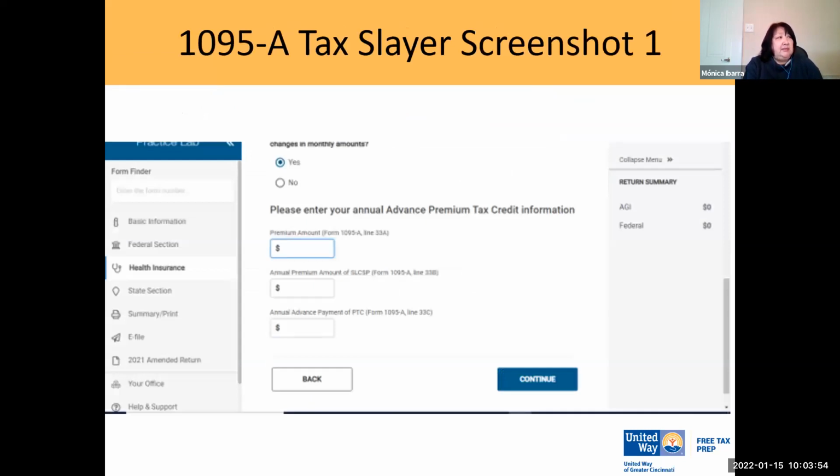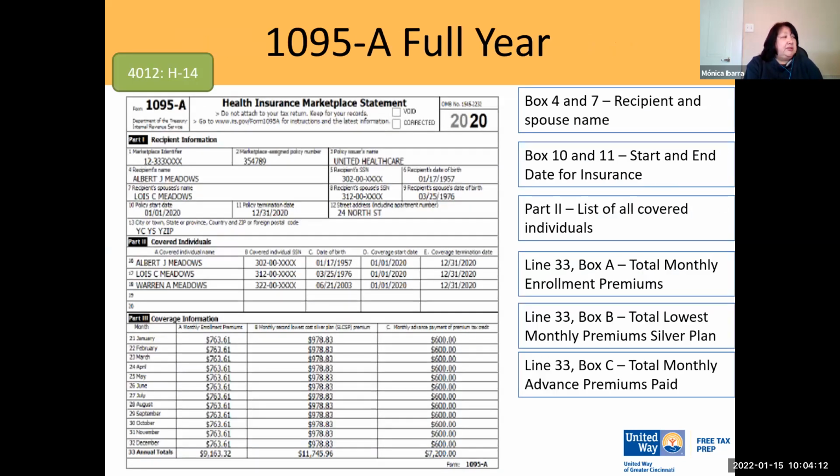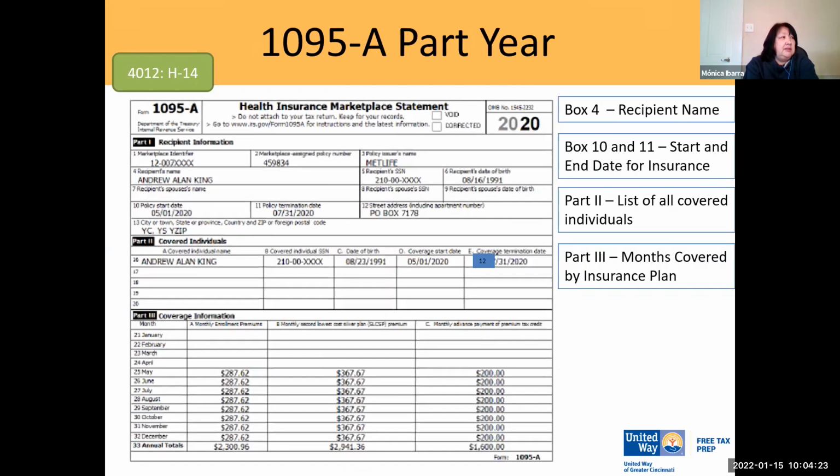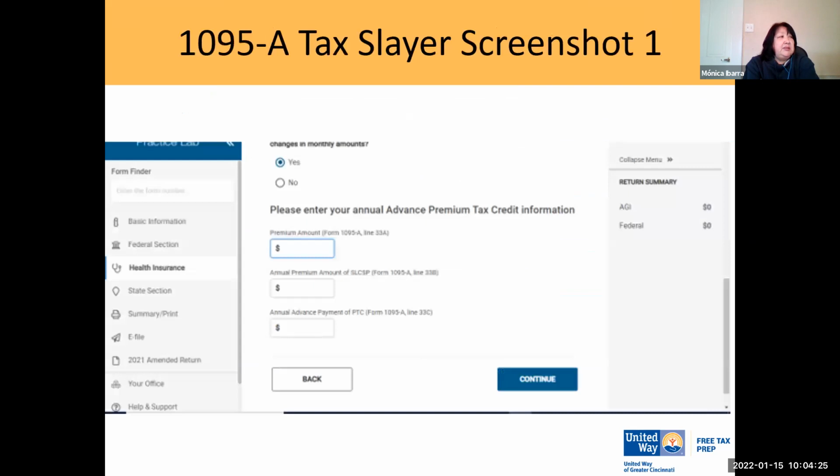So in TaxSlayer, if all the amounts are the same, like that first sheet, you enter the premium amount. So that's the last line. If we go back here, you'll see down here, line 33, that amount was $9,163. So all the way across, you take the total, and that's what you enter into TaxSlayer. So that's what that looks like. You have 3 columns and then you enter the totals down there.